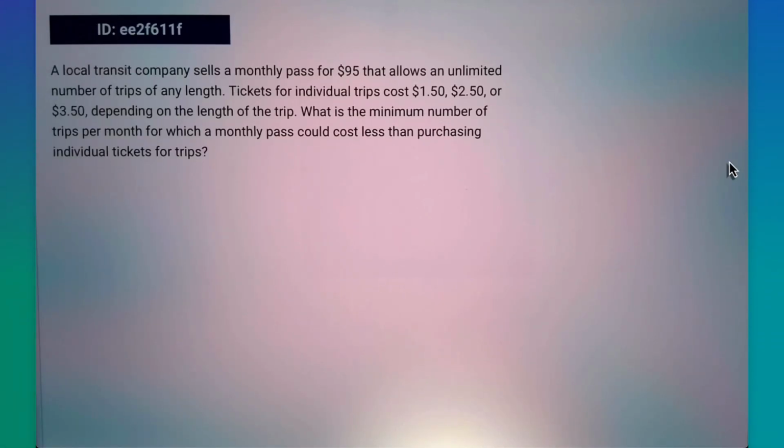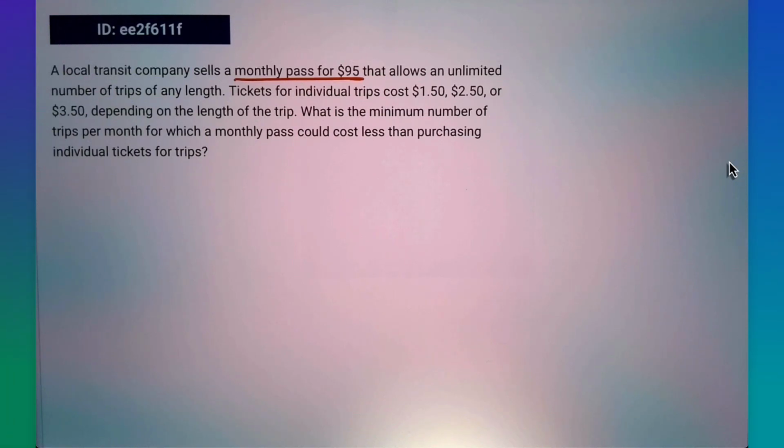A local transit company sells a monthly pass for $95. Okay, I'll highlight that part or underline it. That allows an unlimited number of trips of any lengths. Tickets for individual trips cost $1.50, $2.50, or $3.50 depending on the length of the trip. So you can deduce from this sentence that $3.50 will take a long trip. $1.50 should be a relatively short distance.